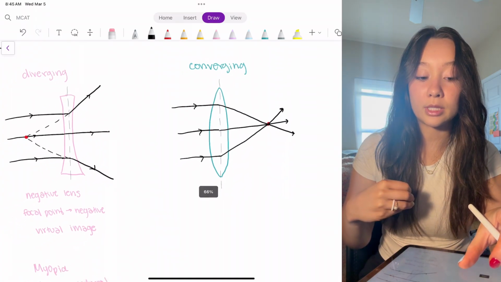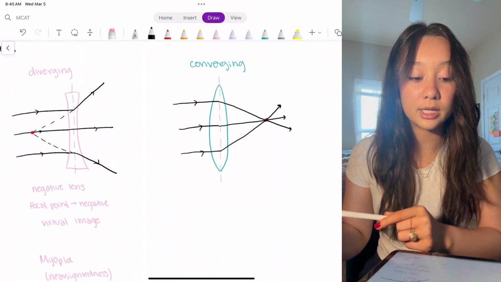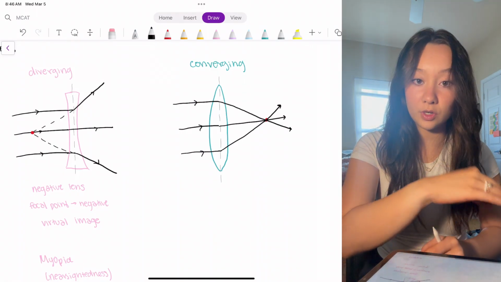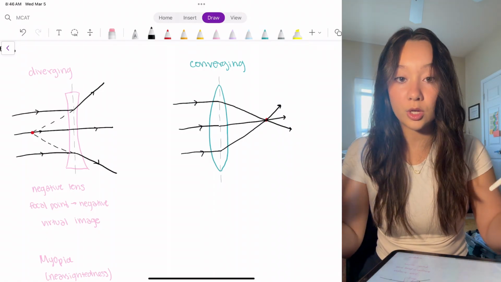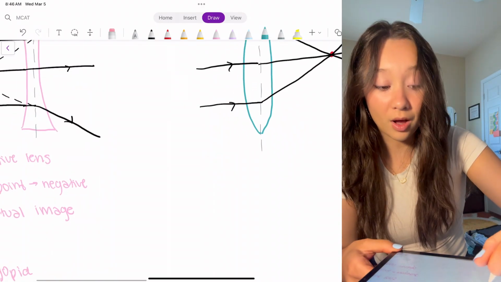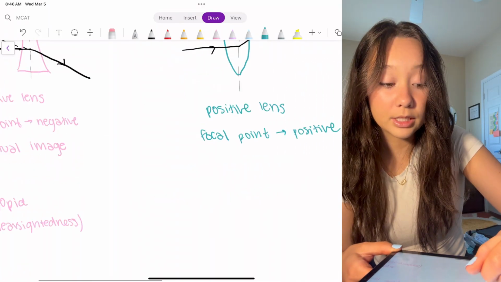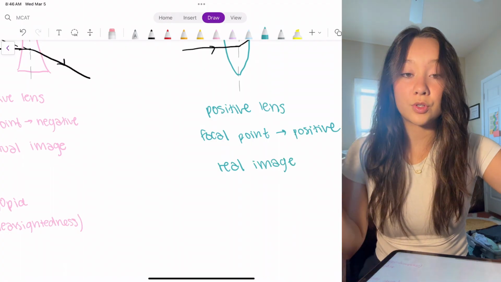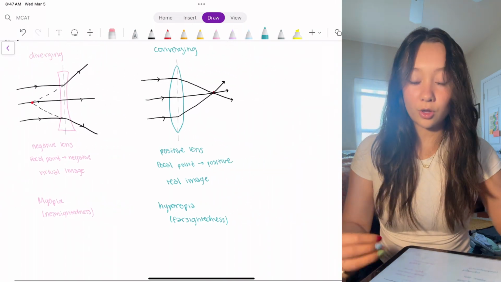So we have to remember that lenses are different from mirrors. They're not being completely reflected, they're passing through. And so when they're passing through and they're actually converging at a space that is real behind the lens, it's going to be a real image. So this is a positive lens. The focal point is positive and it's a real image. And this kind of lens is used to treat hyperopia, which is farsightedness. Let's zoom out and kind of talk through it.